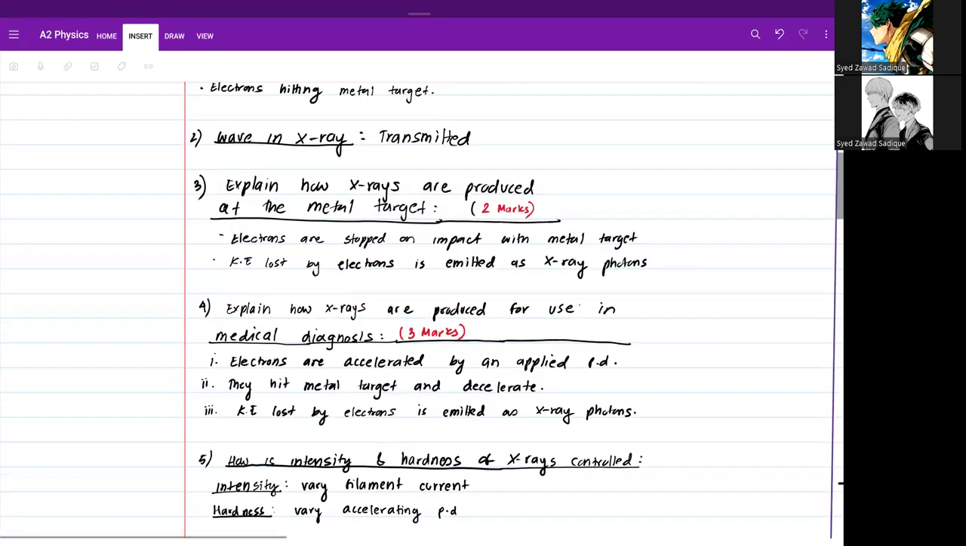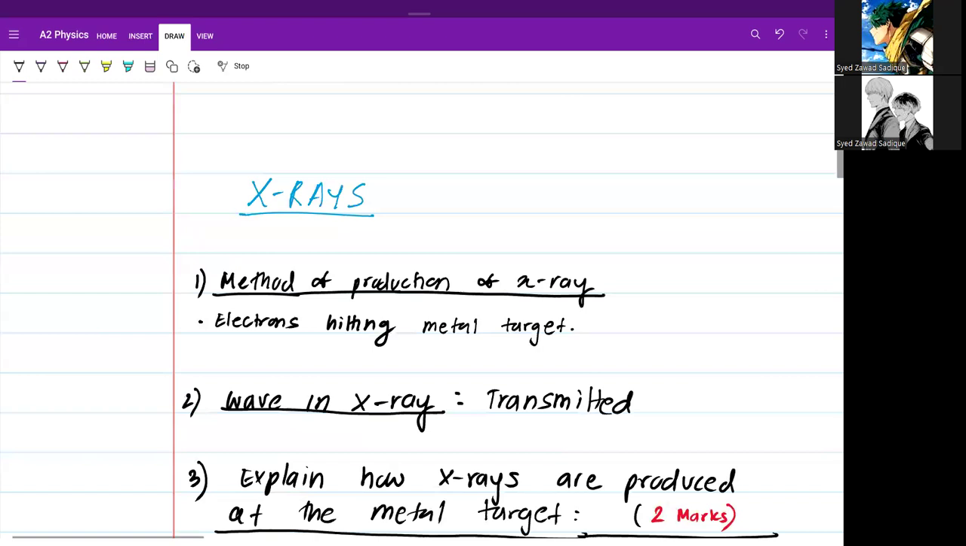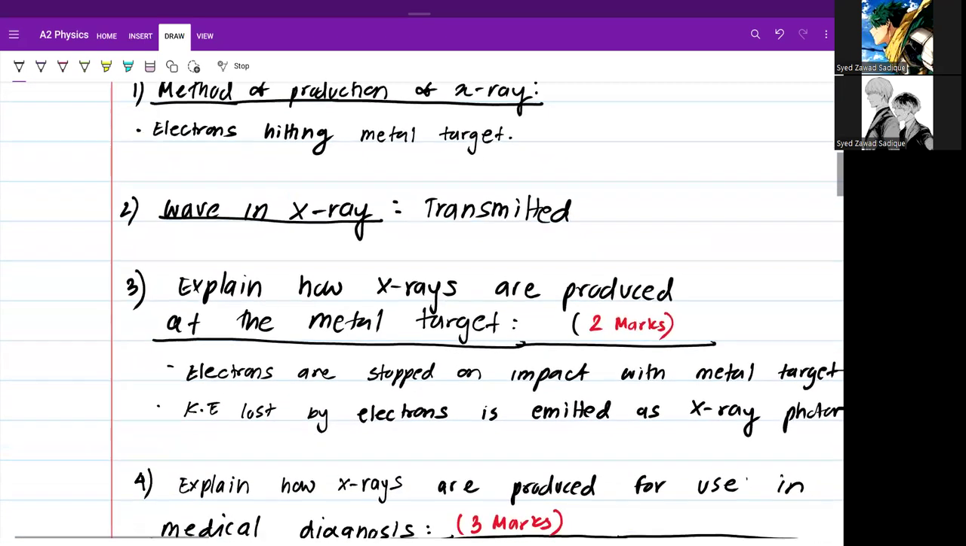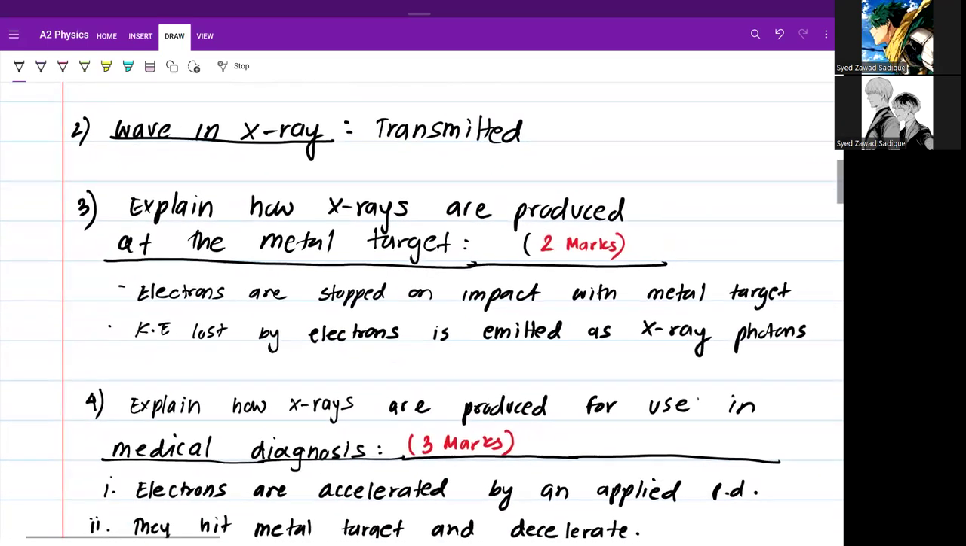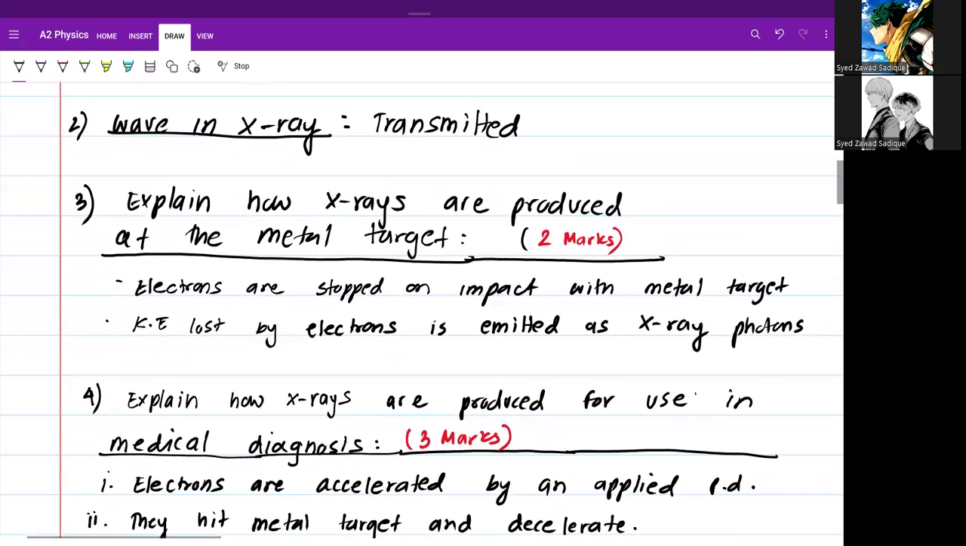So let's start. X-rays. Now, method of production of X-ray. It's electron hitting metal target. Wave in X-ray is transmitted. Explain how X-rays are produced at the metal target. So electrons are stopped on impact with metal target. Kinetic energy lost by electrons is emitted as X-ray photons.